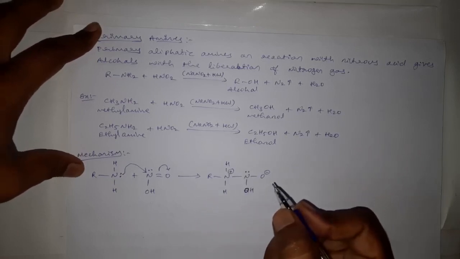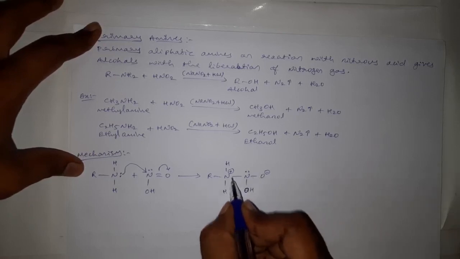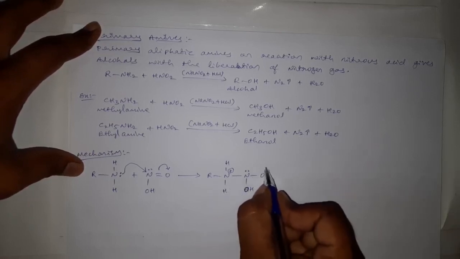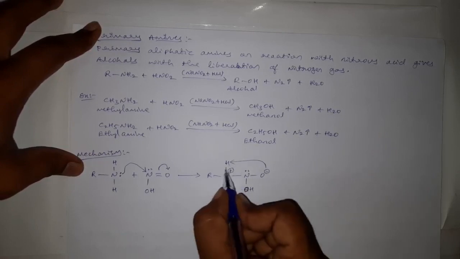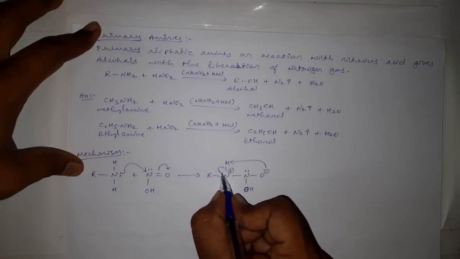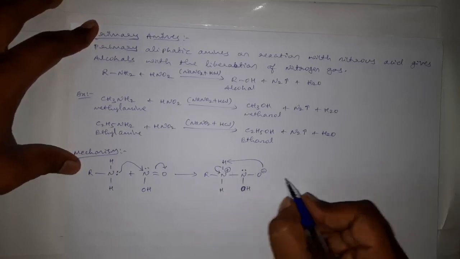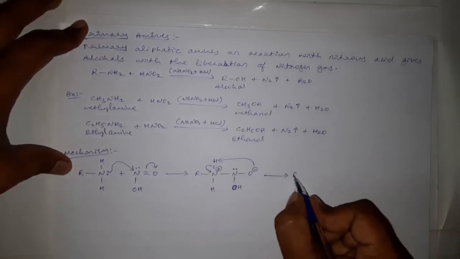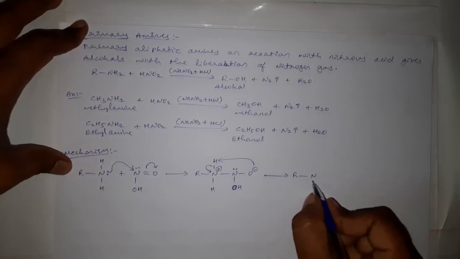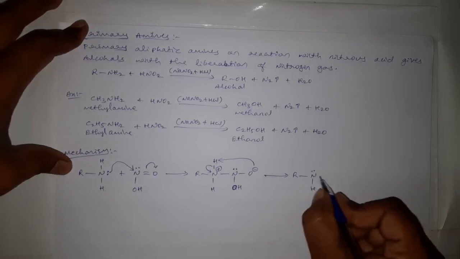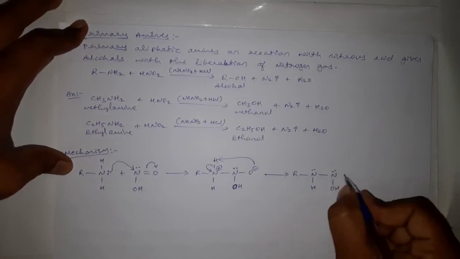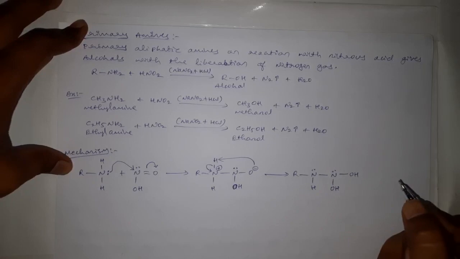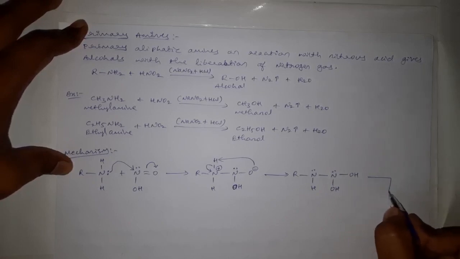It will get a positive charge, and here a proton shift takes place. Now this negatively charged oxygen will drag one of the protons from this nitrogen, and these bonded pairs of electrons will now move towards the nitrogen atom, and hence we will get here R N H, lone pair of electrons, single bond N OH OH. Now it involves loss of a water molecule.